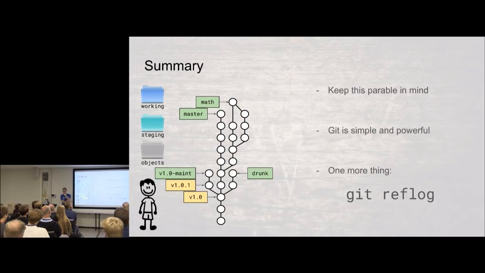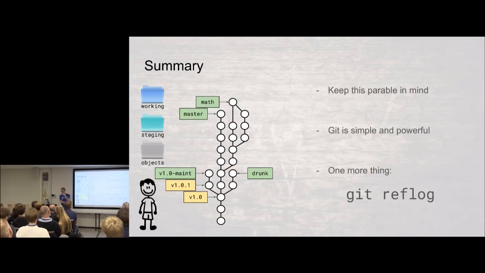As you continue to learn Git, keep this parable in mind. Git is really very simple underneath. It doesn't look simple at all when you look at the manual pages and all the options and all the commands and what you can do. But this simple design at the core is basically what makes it so flexible and so powerful.